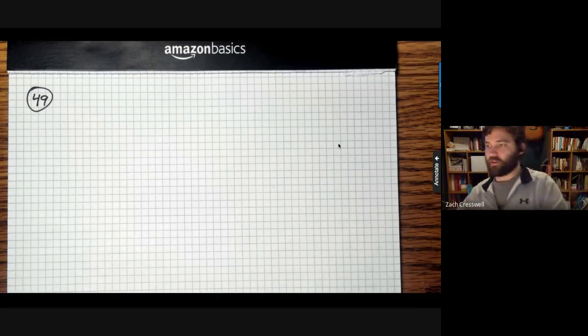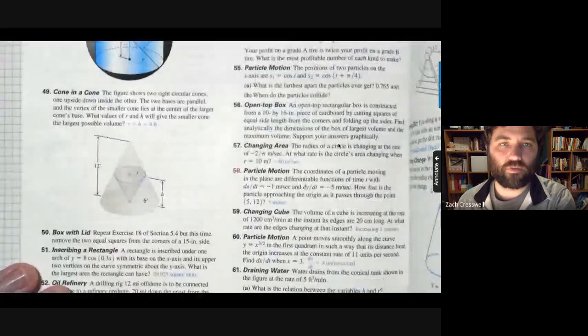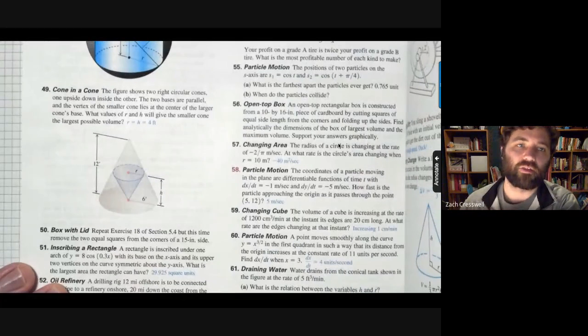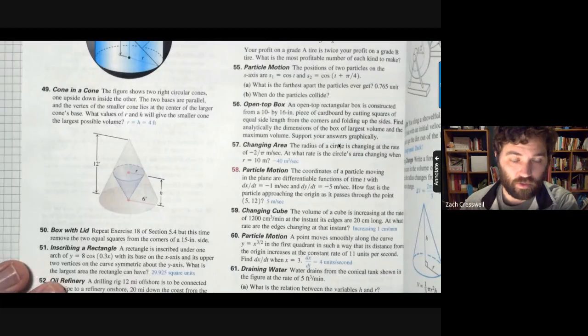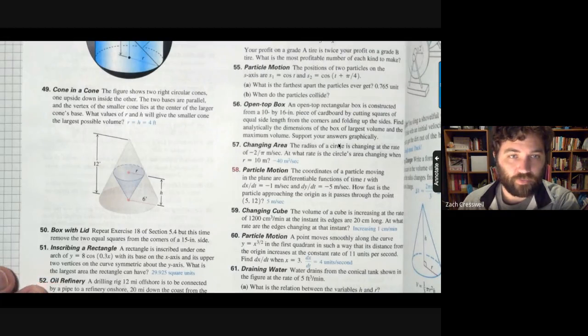This is exactly what's going on. This thing over here. Okay, so we have two right circular cones. One's upside down inside the other. The two bases are parallel, and the vertex of the smaller cone lies at the center of the large cone's base. What values of R and H will give the smaller cone the largest possible volume?